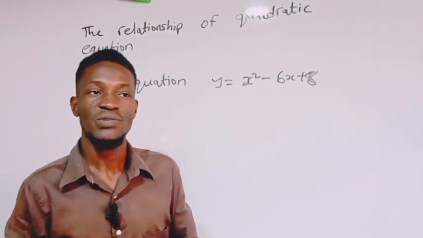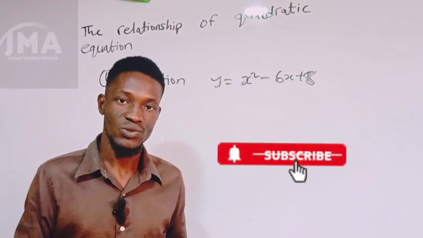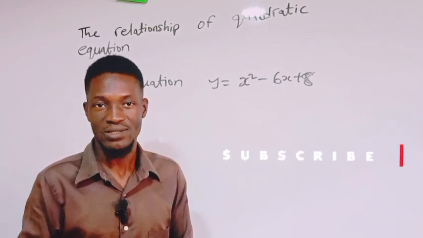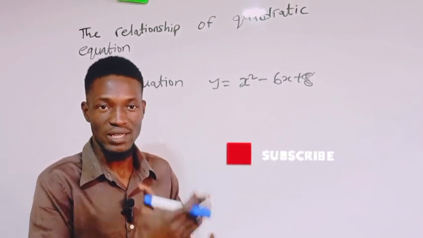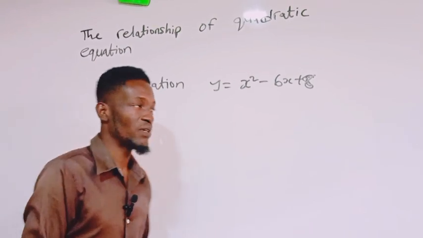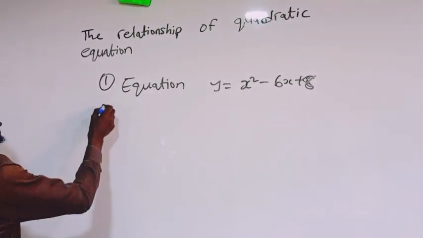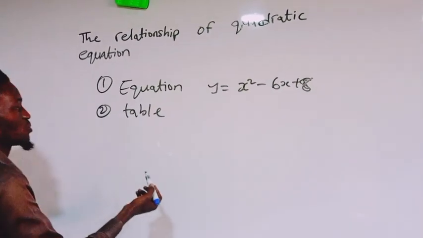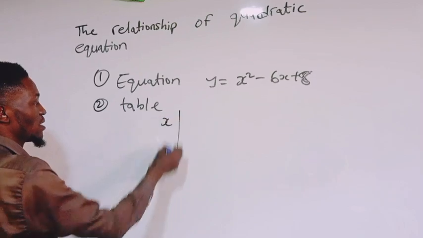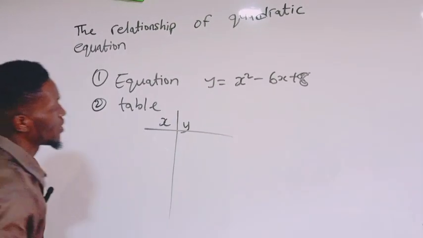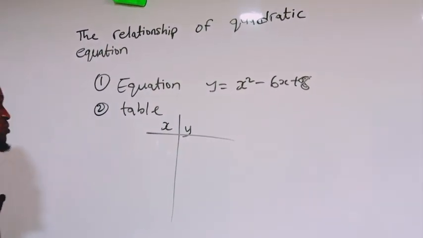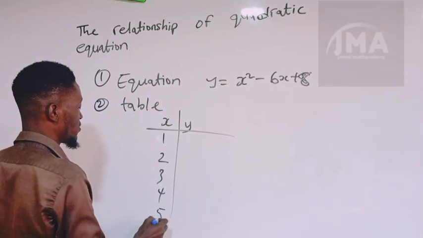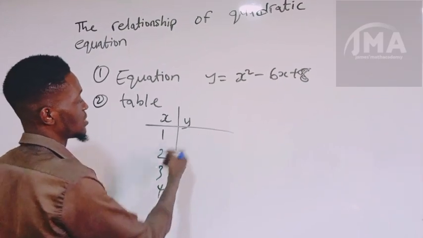A quadratic equation can be in the form of a table, whereby we have a one to one correspondence. We have input and output, where there's the x and y value. The second one is that it can exist in a table. If we want to put it in a table, you always have our x and y values. So let's assume we have these values: 1, 2, 3, 4, and 5. And so let's see our values.